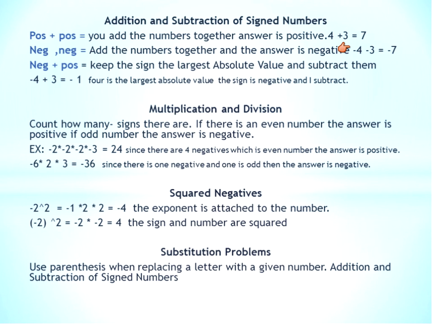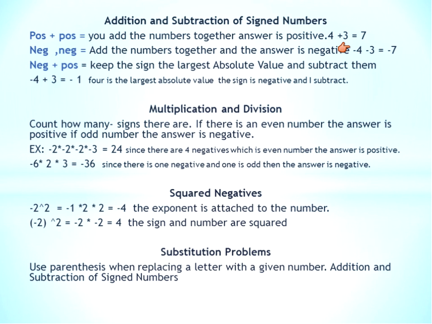So we can sum up these two into one rule. If the signs are the same, we add the numbers together and keep their sign. The reason we add is because the signs are the same. It's not because there's a plus sign in between the two numbers, okay? That's just the sign of the number. So you have to look at the signs to determine what you're going to do, if you're going to add or subtract.